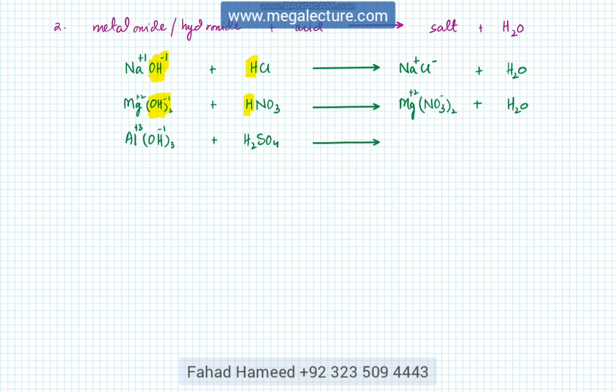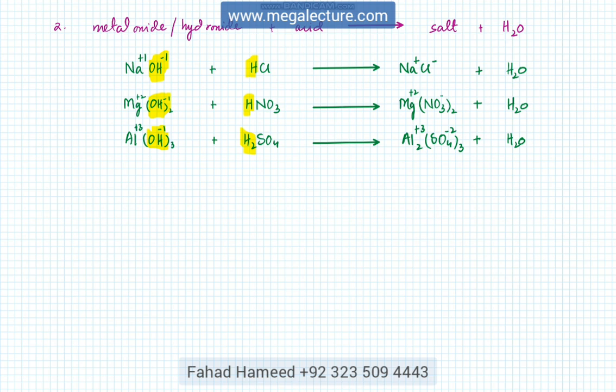And again, the same thing would happen. The OH minus 1 and your H plus 1 in the acid, they're going to combine together and they will end up forming H2O molecules. And what's left is your salt. So what is left? Al is left and SO4 minus 2 is left. So you've got Al, which is group 3, that's plus 3, and you've got SO4, which is minus 2. So it's going to be Al2 and SO4 would be thrice.